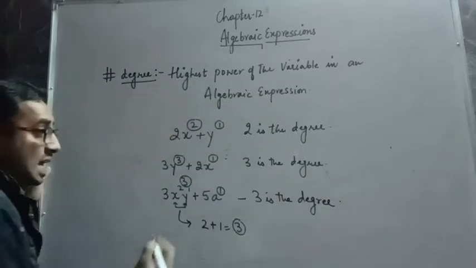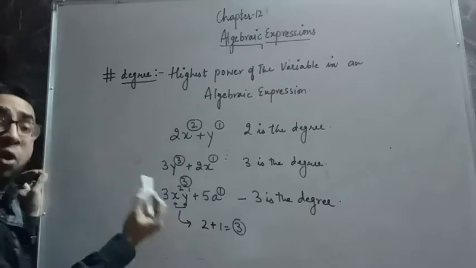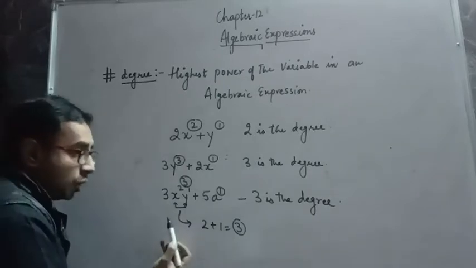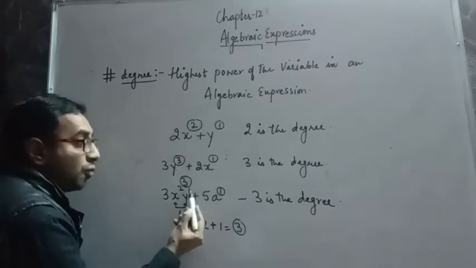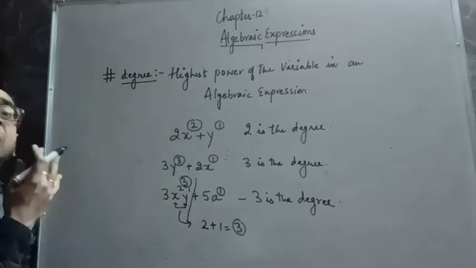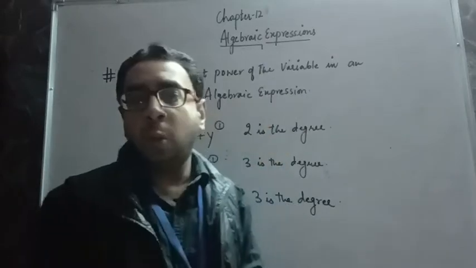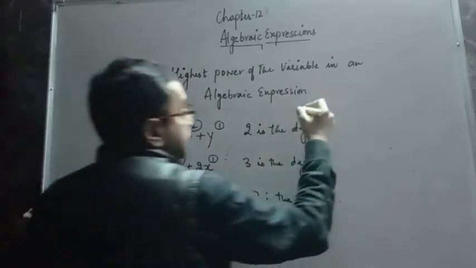Again I am repeating. In such cases, when you have a combination of two or more variables, what will you do? You will add the powers of all the variables of one particular term, and the term with the highest power will be having that particular degree. Clear with this? Let us take one more example.